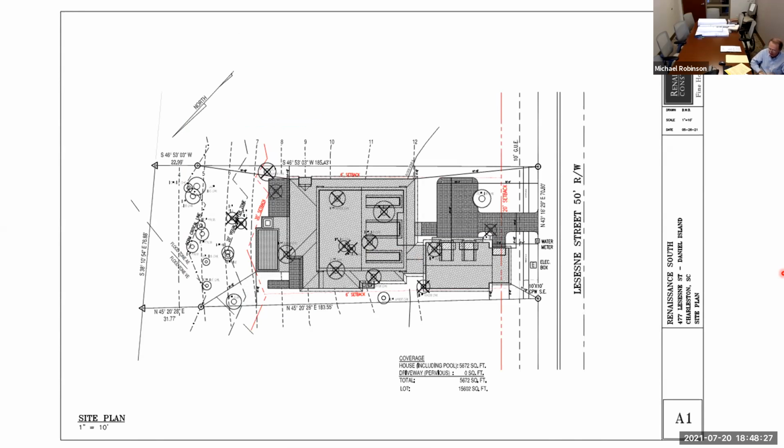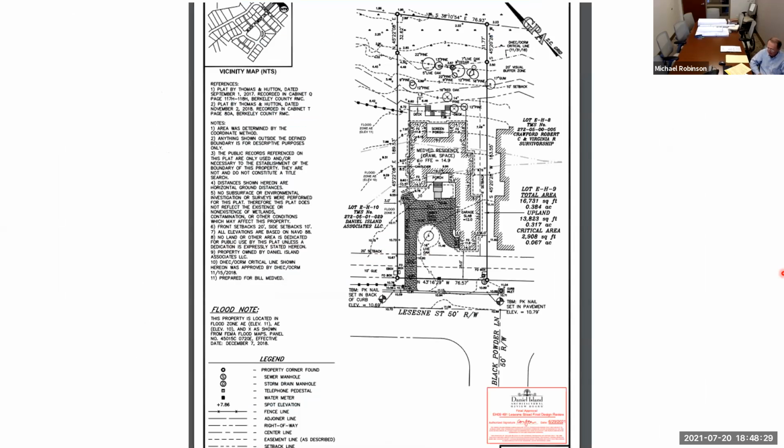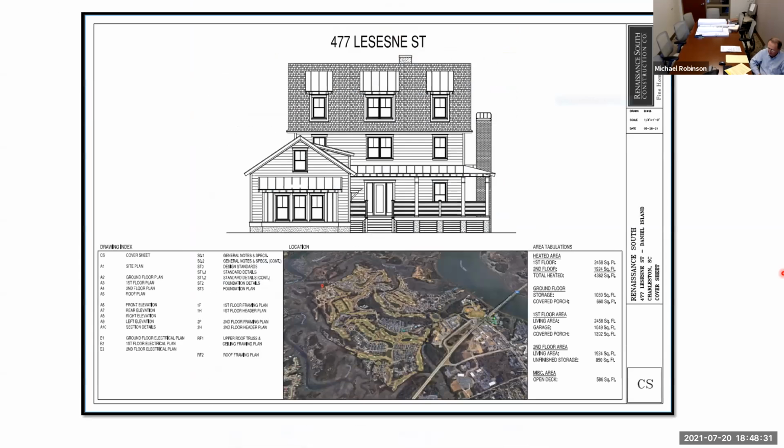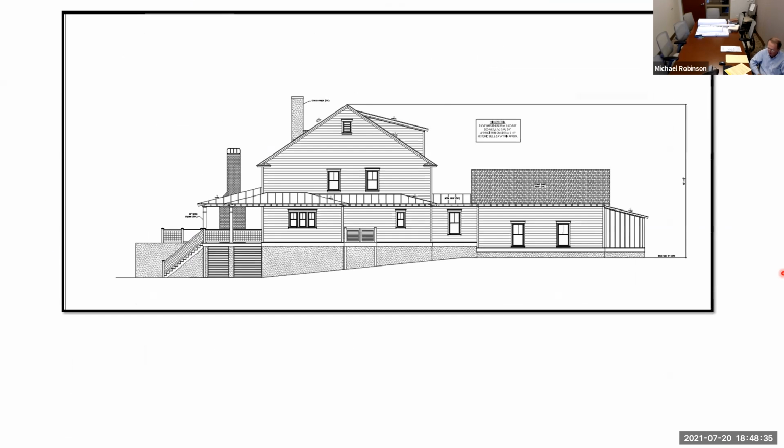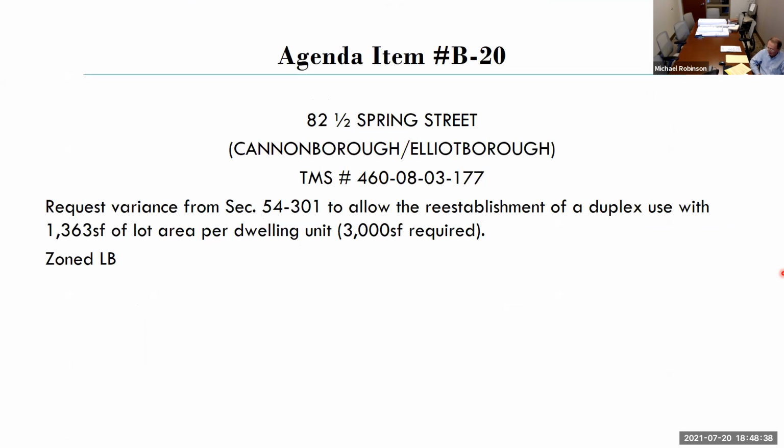Next item on the agenda is 82.5 Spring Street, Canberra, Elliott Borough. Request a variance from section 54.301 to allow the reestablishment of a duplex use with 1,363 square feet of lot area per dwelling unit, 3,000 square feet required, zone limited business.